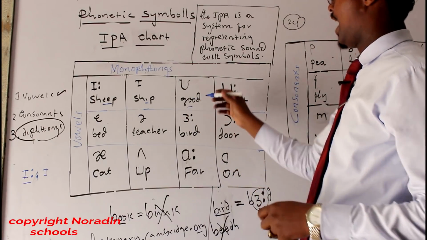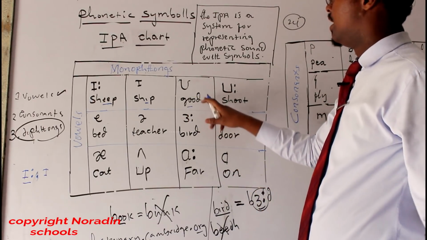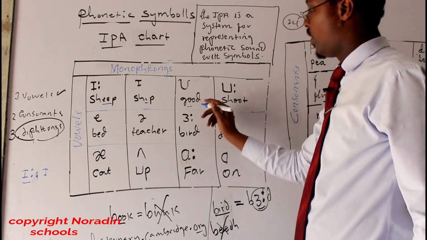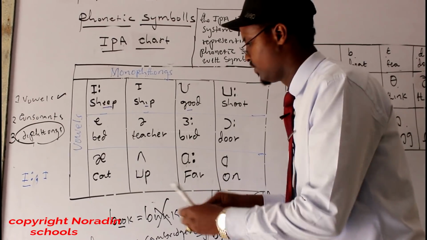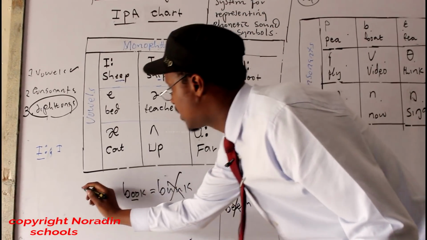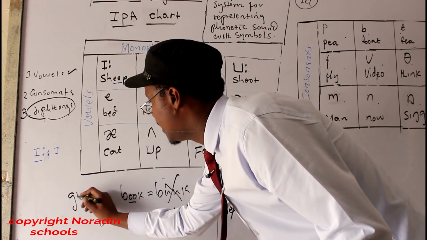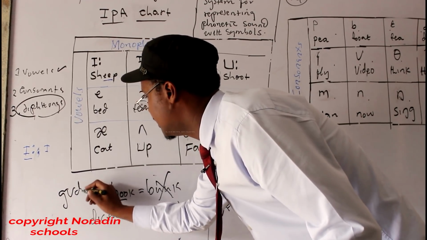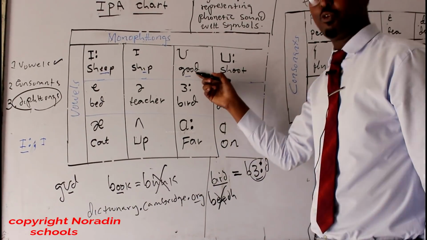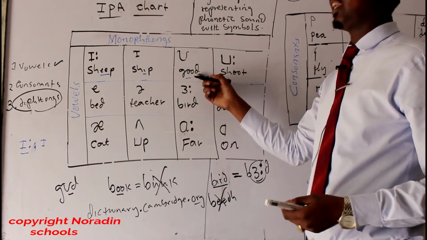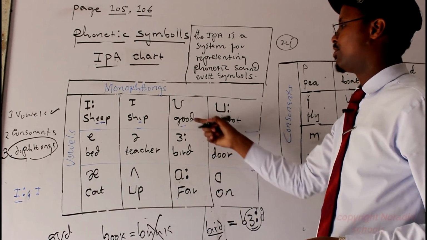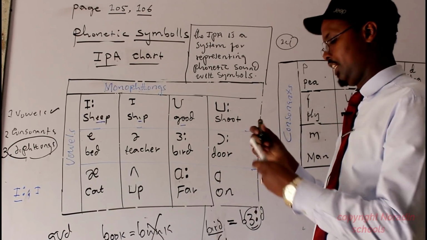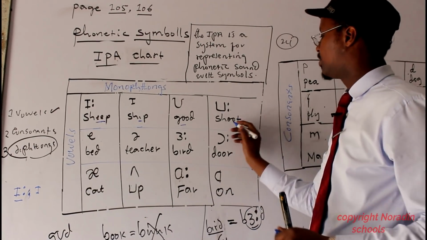Good. So if a teacher asks you to write the pronunciation of the word good, all you have to do is this. Look, you have to write good like this: G, and then D. But some of you may write the pronunciation like ooh in Somali, which is not correct. So this is good, and this one is shoot.